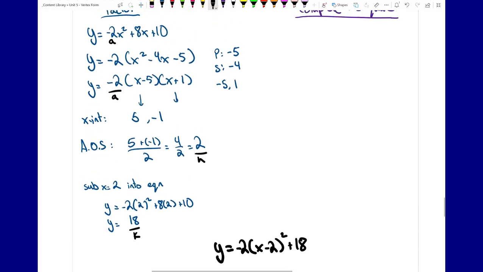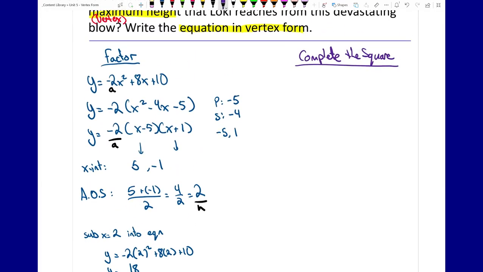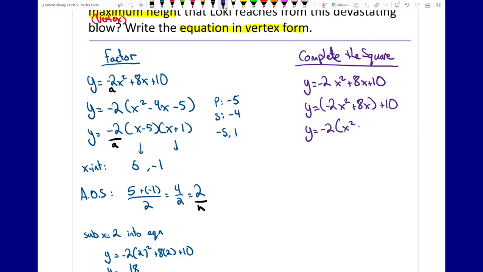Now the other method would be completing the square, right? Because we learned that we can complete the square to go through and turn our standard form into vertex form. So the first step said to put brackets around the first two terms. Next step, because the value in front of the x squared is not 1, we are going to factor out the coefficient. So I'm going to bring out a -2. That makes it x squared minus 4x, and plus 10 is on the outside.